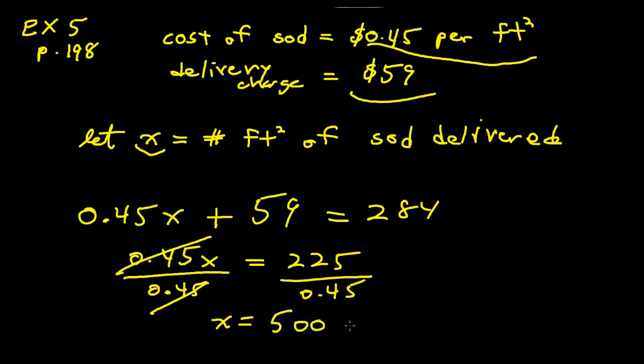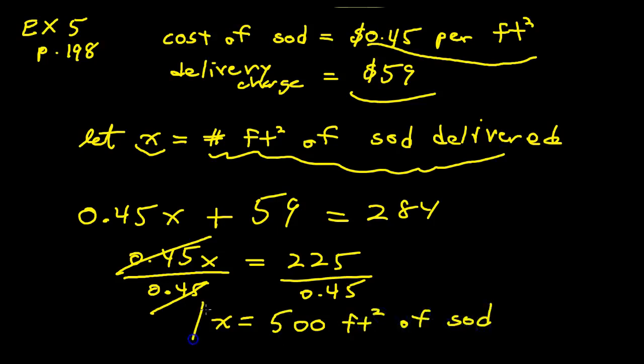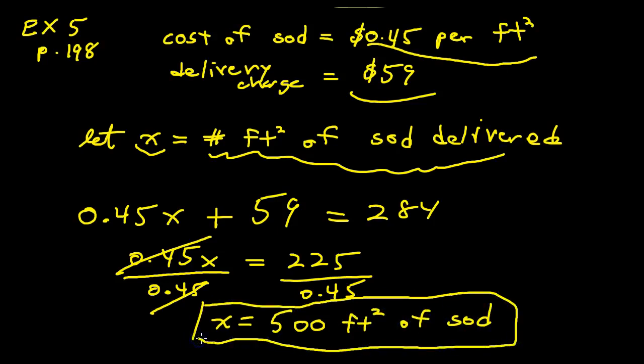So we really should label our answers here. X equals 500. 500 what? Well, remember, x is the number of square feet. So I'll say 500 square feet of sod, to put units on our final answer. Okay? Example 5. All right, last one, example 6.